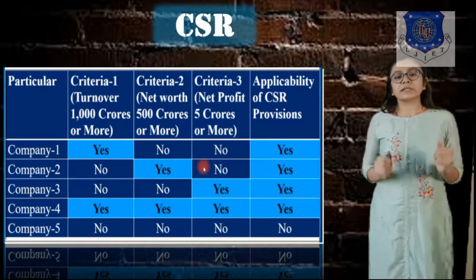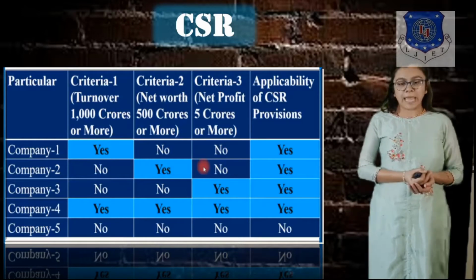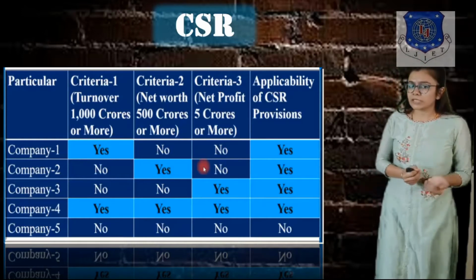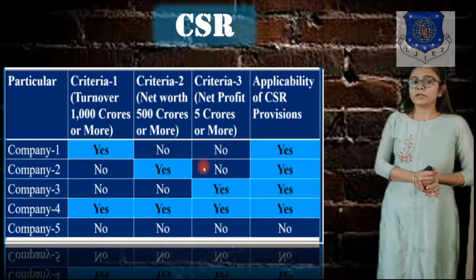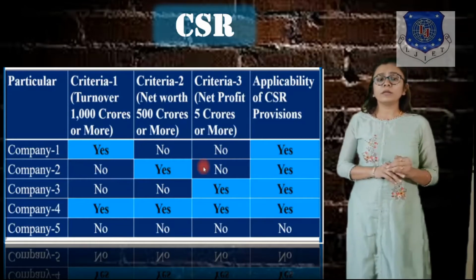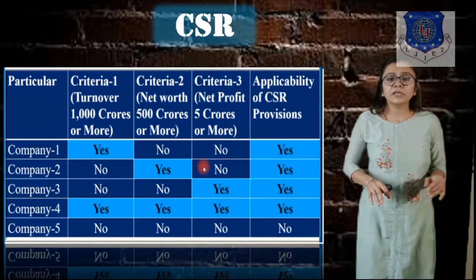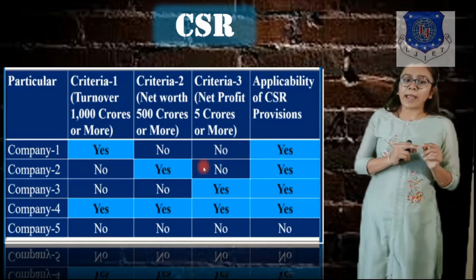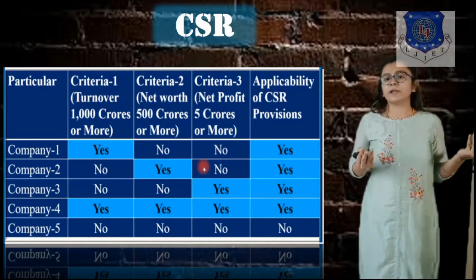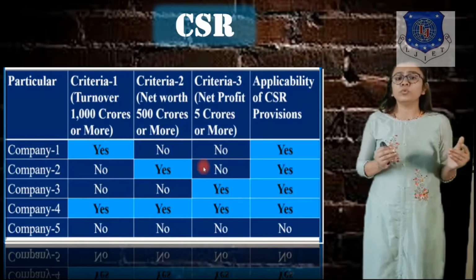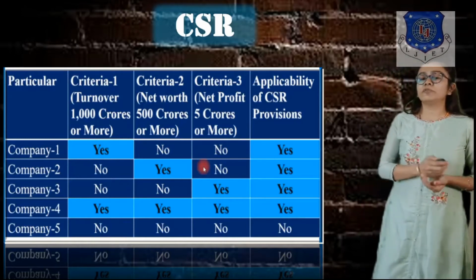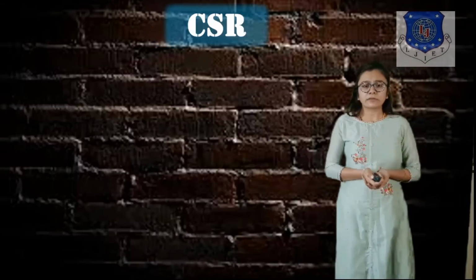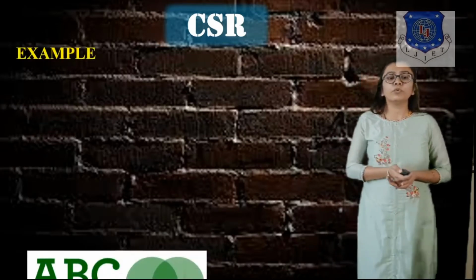3 criteria are satisfied. And of course then the company has to do the activities for the society. And the last, company number 5. Criteria number 1, criteria number 2 and criteria number 3, which are based on the turnover, net profit and the net worth, are not satisfied. And there is no need to do the social activities for that company. Let's discuss it with one more example.